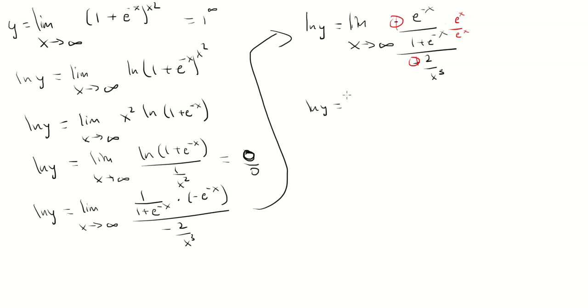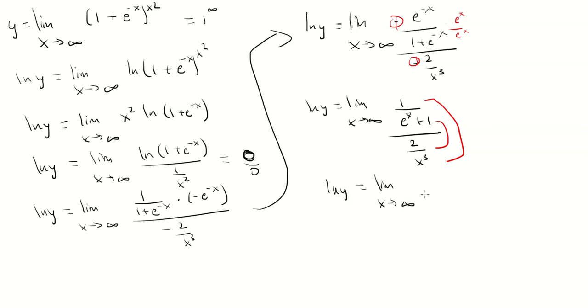You have natural log y equals the limit as x approaches infinity. We have 1 over (e to the x plus 1) all over 2 over x cubed. And then from here, I'm going to multiply the top and the bottom like this. So that's going to be x cubed over 2 times (e to the x plus 1). The 1/2 can come outside.